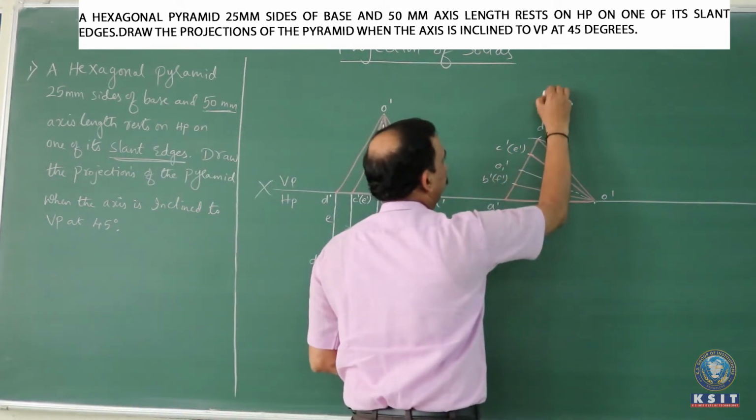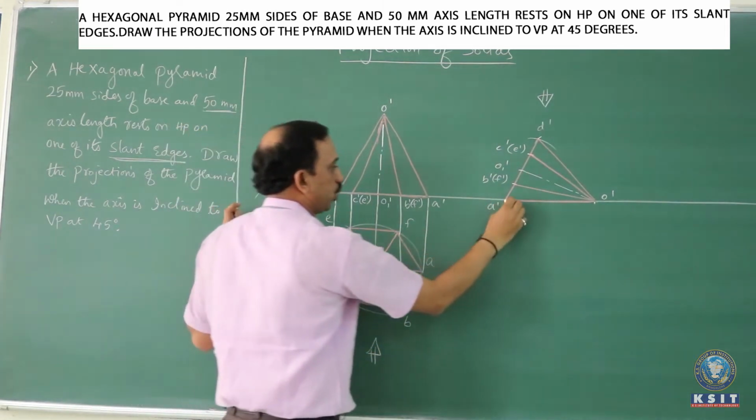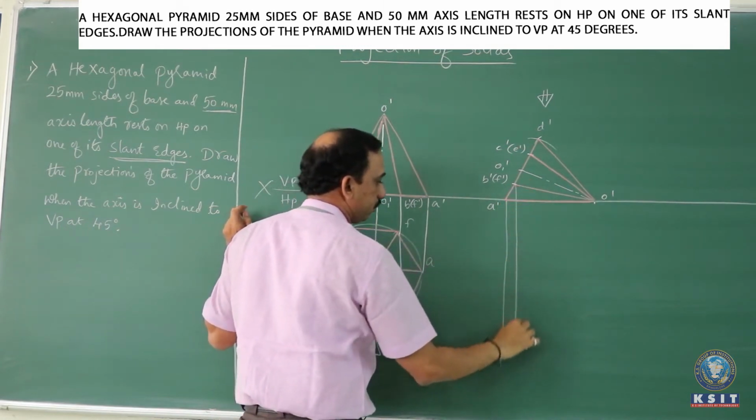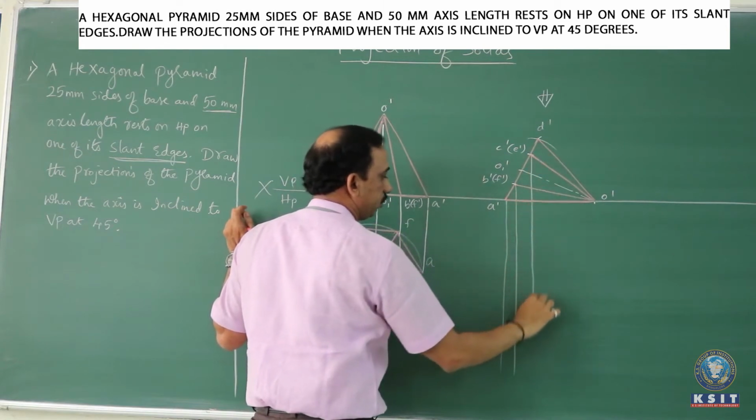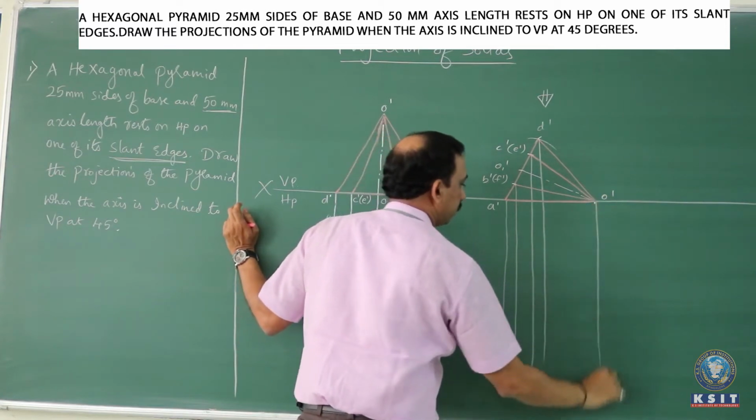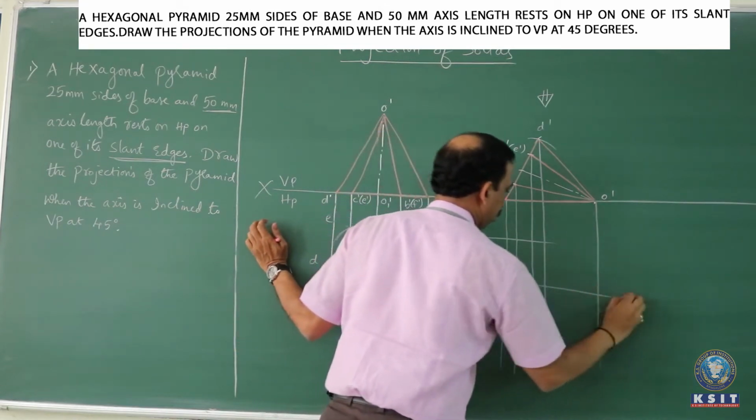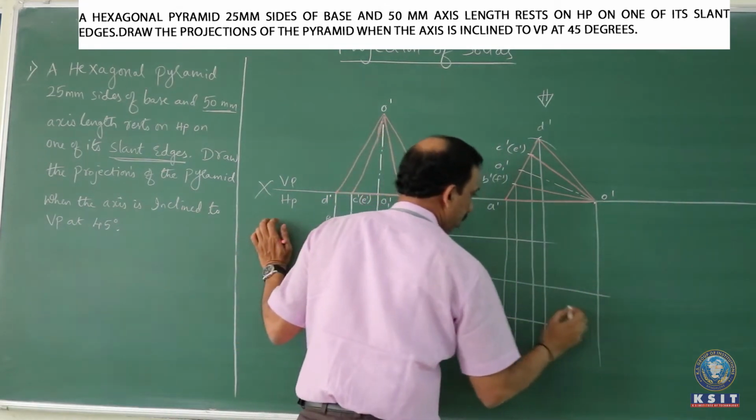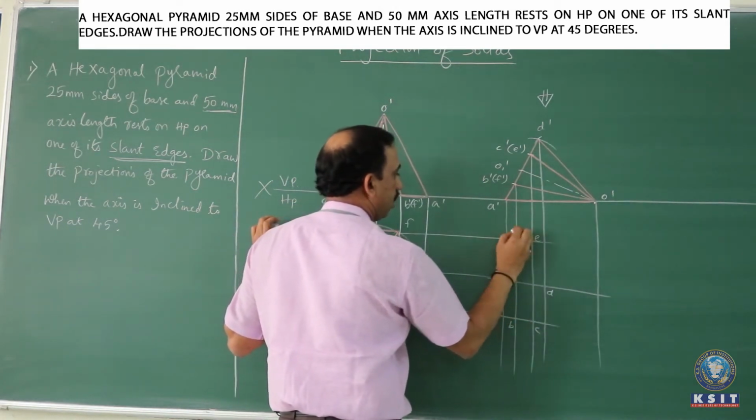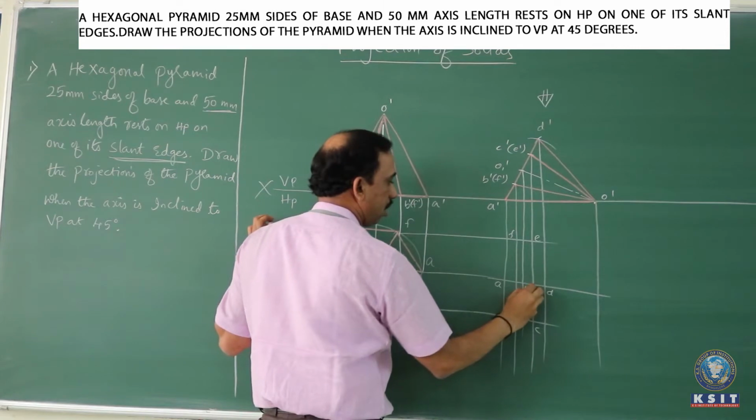Now for this tilted position, when the observer sees from the top, what is the top view? For that, let us take the projections. From A dash, erect a vertical, from B dash, from C dash, from D dash as well as O dash, have the horizontals. We get A, B, C, D, E, F. This is O1 and this is O.